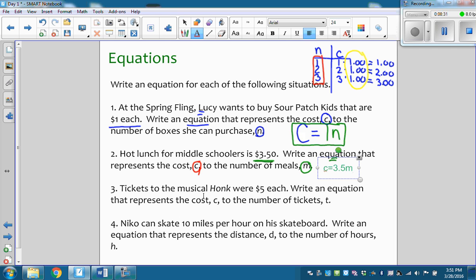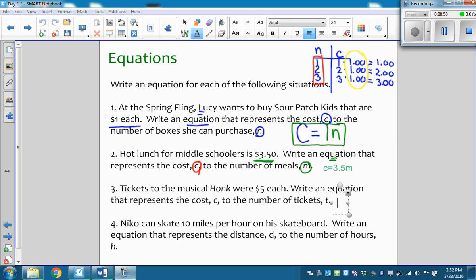Okay, so number 3 and number 4, maybe take a minute at home and write equations for those, and pause this video, and then when you have the equations, compare your answers with mine. Okay, so check your work.